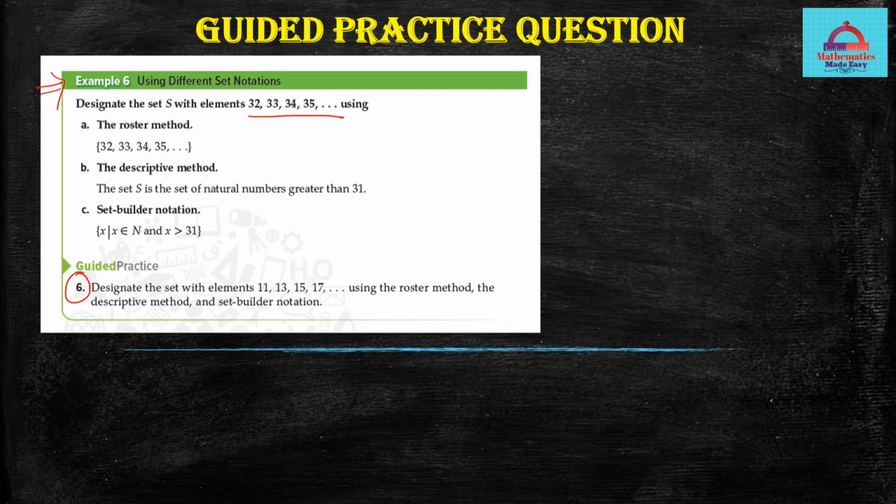You are given the elements of the set and you need to designate the set S, capital letter S, using all 3 notations. You need to use the roster form or list the elements like this, then describe it in the form of a statement like this, and finally your set builder notation. Observe one thing: within these elements, 4 are given to you and then you have the 3 dots. That means these are ellipses, which tells you that the set is going to continue with more and more elements and it is an infinite set. Just remember that point while you are writing the 3 descriptions.